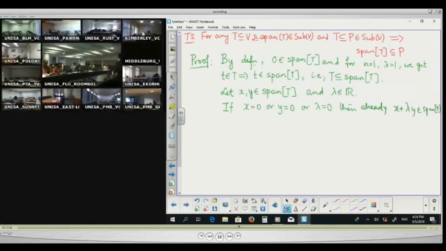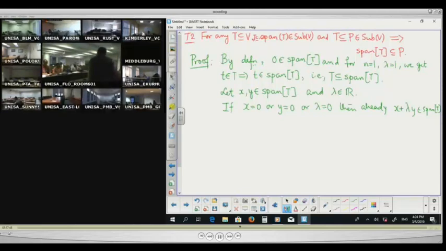If x is 0, then this is lambda times y. Now y is from span of T. Then it's either y is 0 or not. If y is 0, lambda times y is also 0. 0 is there, we have already shown.